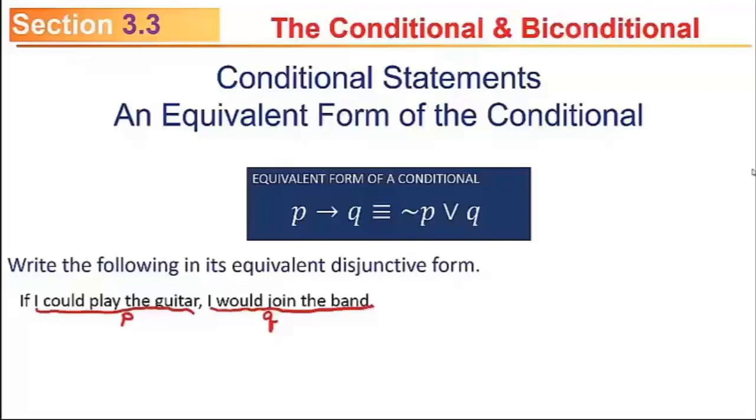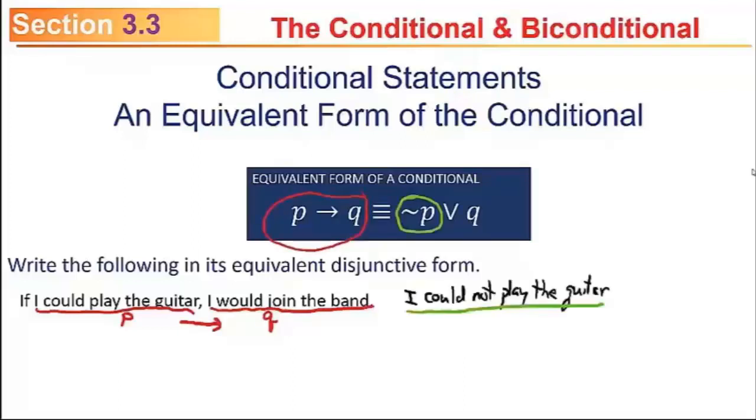The I could play the guitar is like the P. The I would join the band is like the Q. So I'm taking that statement, which is modeled on the left-hand side of that formula, and changing it to the right-hand side. Right now, I've got the left-hand side of the equation done. I want to change it to the right-hand side of the equation. So I form not P. Well, if P is I could play the guitar, then not P is I could not play the guitar.